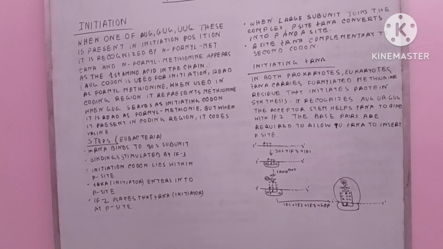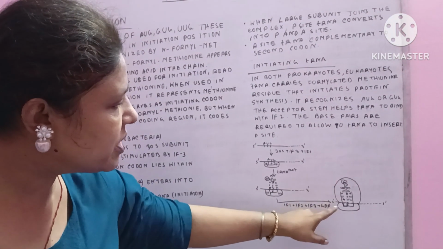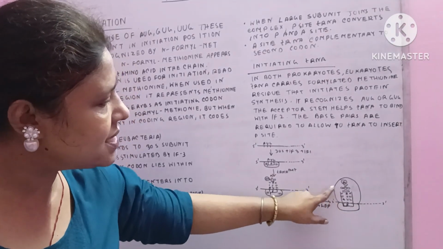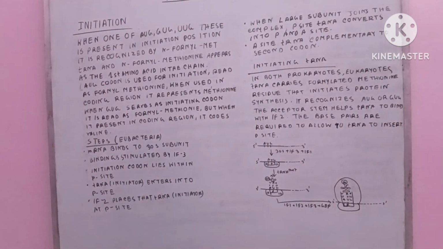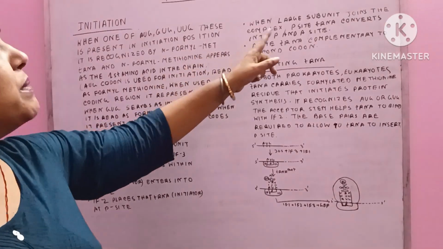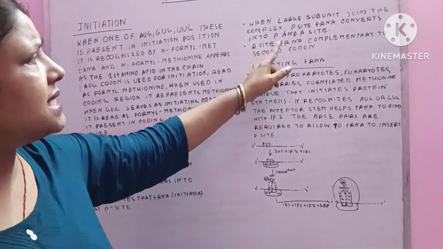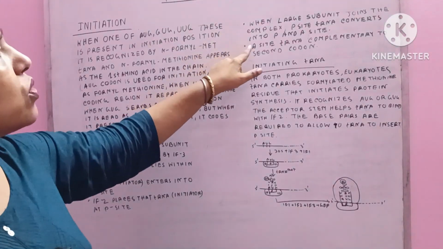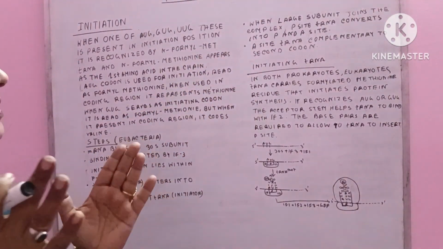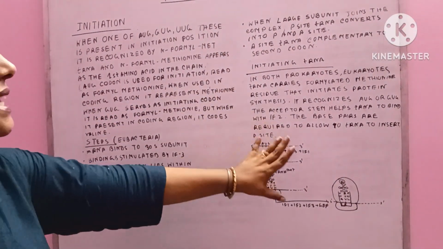The A site tRNA is complementary to the second codon. You can see that the P site is now completed, because the large subunit has also been added and the ribosomal complex is totally formed. The P site tRNA converts into the P and A sites, and the A site tRNA is complementary to the second codon. That means in the A site the second codon is trying to join there. So these are the steps of initiation happening in Eubacteria.